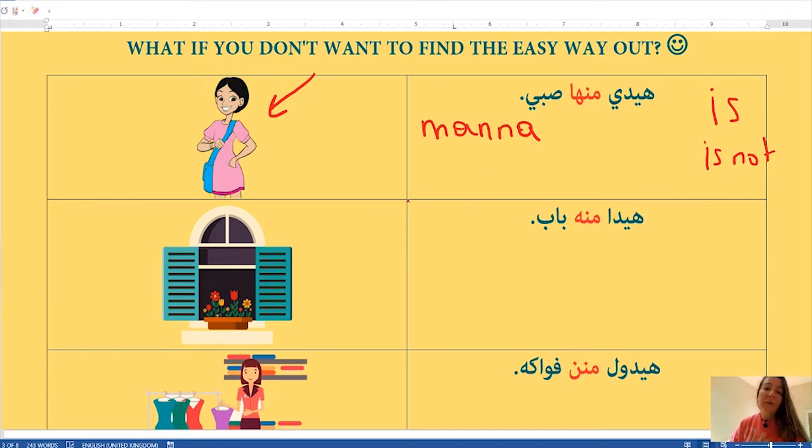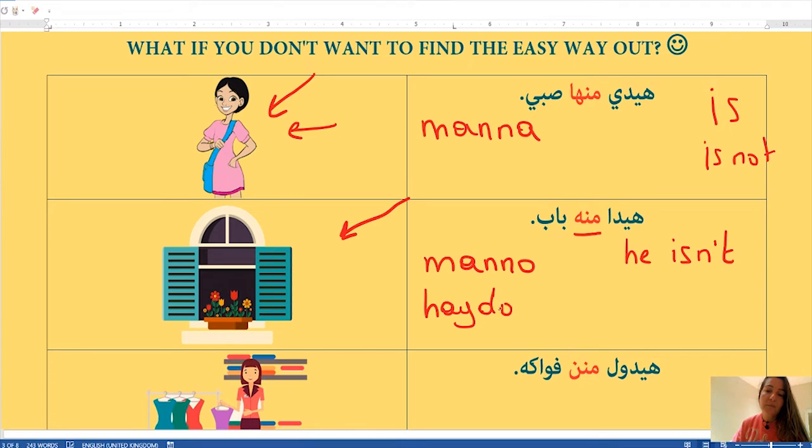Okay. And now, here I want to say, this is not a door. Initially we said, Hayda mish babe, right? But here we are saying, Hayda manno babe. I would write it manno with Latin letters. And it means he isn't or it isn't. We don't have it in Arabic. That's why we use she or he. So for example, here, it's a human being. We use she, of course. But if it was a feminine object, we would also use she. Okay, because we don't have it isn't, we only have he isn't or she isn't in Arabic. So Hayda manno babe. This is not a door.